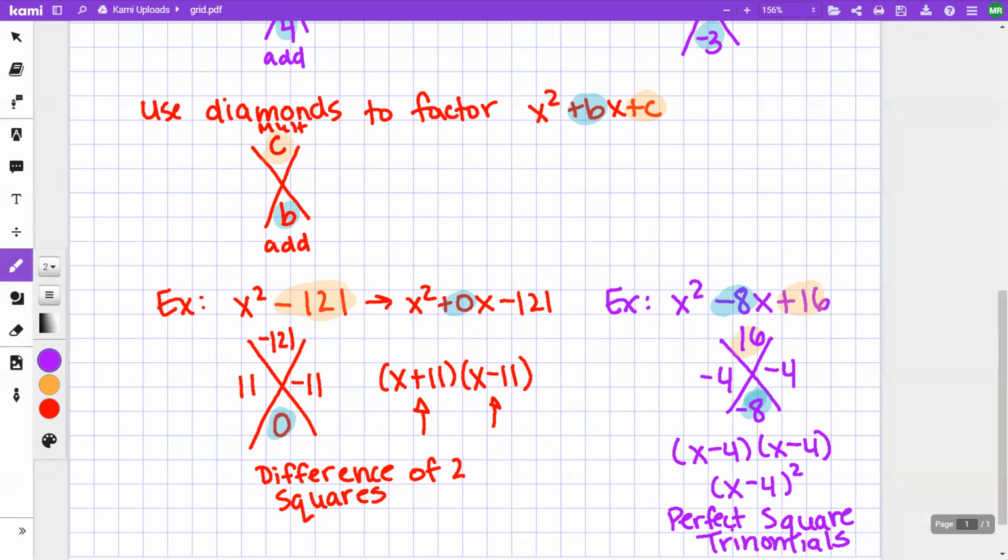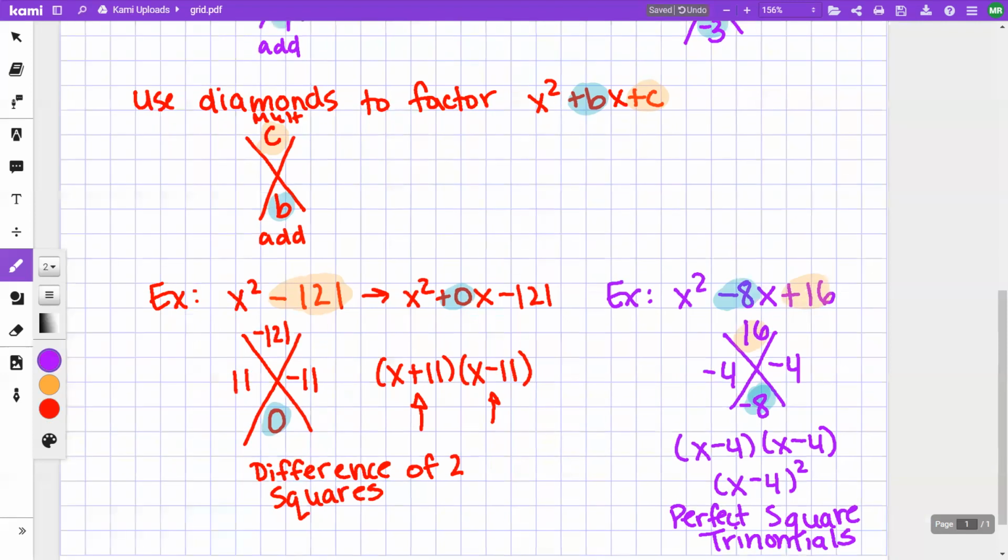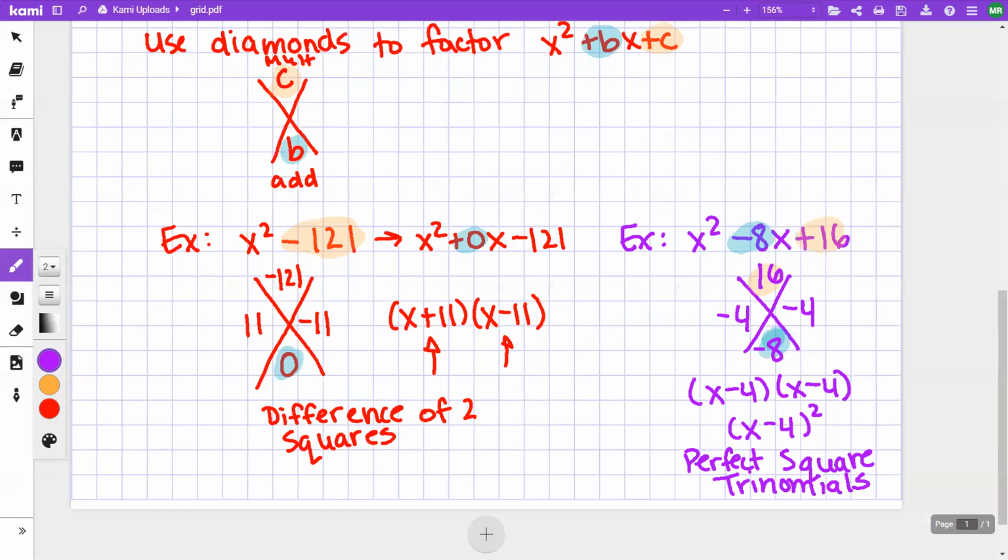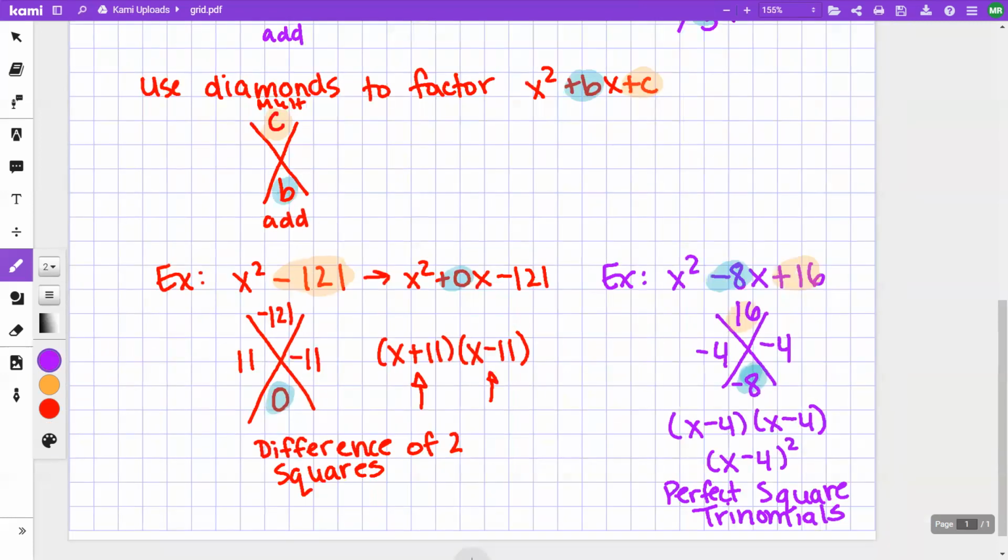So for your classwork, you're going to have a worksheet that beginning problems are just practicing doing the diamonds. And when we do the diamonds, remember that we multiply to get the top and we add to get the bottom. Okay, that's what we're trying to do.